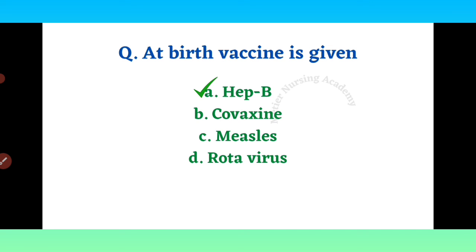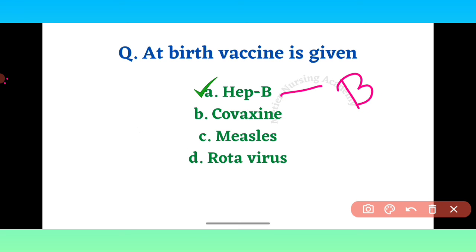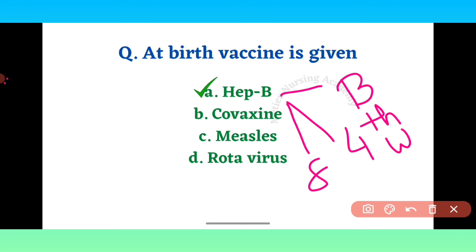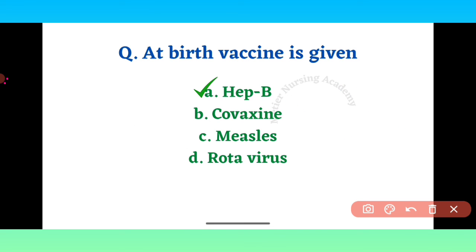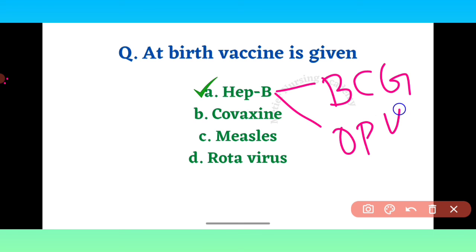I have selected option A, that is hepatitis B, as the right answer because hepatitis B is administered during birth. And the second dose of hepatitis B will be administered during the 4th week. And the third dose of hepatitis B will be administered at the 8th week. Okay, so this is all about the hepatitis B vaccine. Along with the hepatitis B vaccine, they will also administer BCG first dose, and also OPV 0 dose.